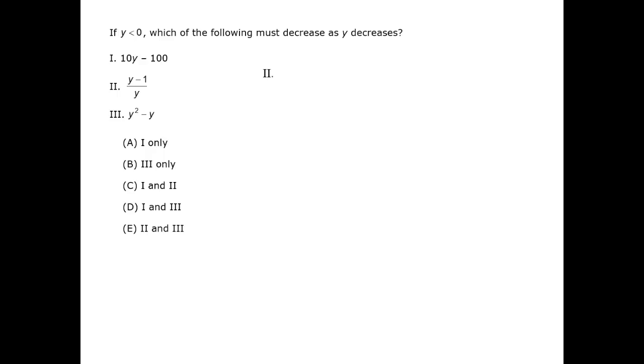For Roman numeral 2, we can reformat as 1 minus 1 over y. Since fractions are involved, we can try fractional y's. We're trying to disprove that Roman numeral 2 decreases when y decreases. Say y goes from minus 1 over 100 to minus 10. That's a decrease in y. The expression in Roman numeral 2 goes from 1 plus 100, or 101, to 1 plus 1 over 10. So it decreased as well.